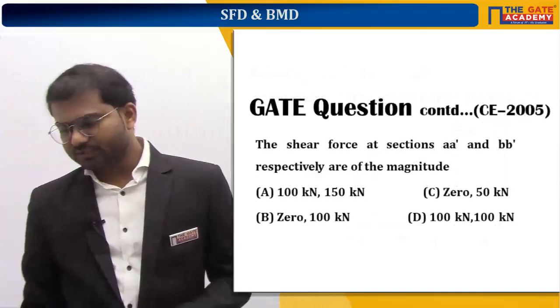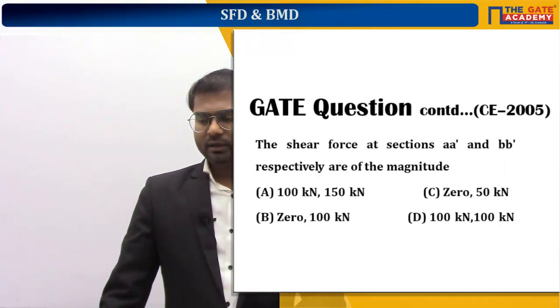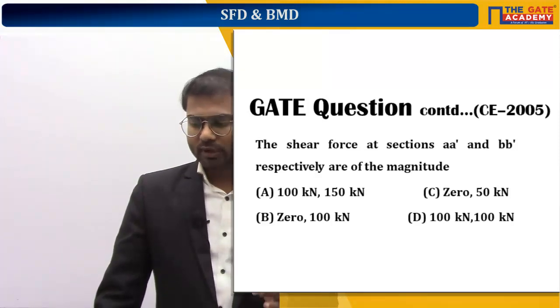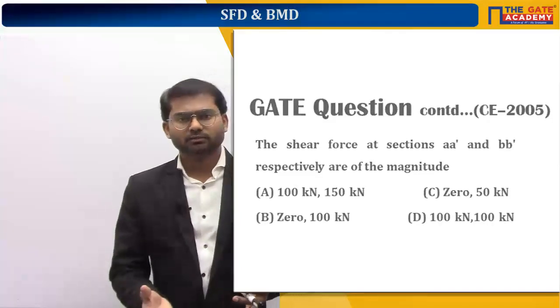So if you see the options, option C and option B are showing that slope at section AA is 0. So either option B or C is right. If you have this opportunity to narrow down to a single option, then we can directly go ahead and tick that option and go into the next question. But as we are unable to narrow down to a single option, we have to do the calculation for shear force at section BB as well.